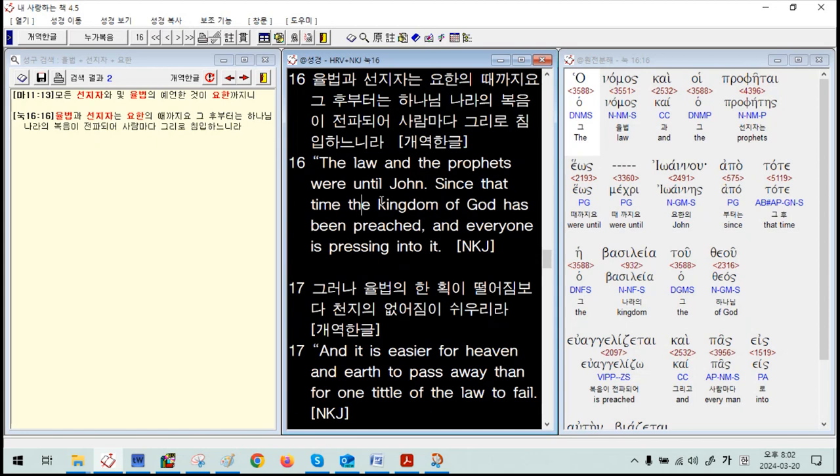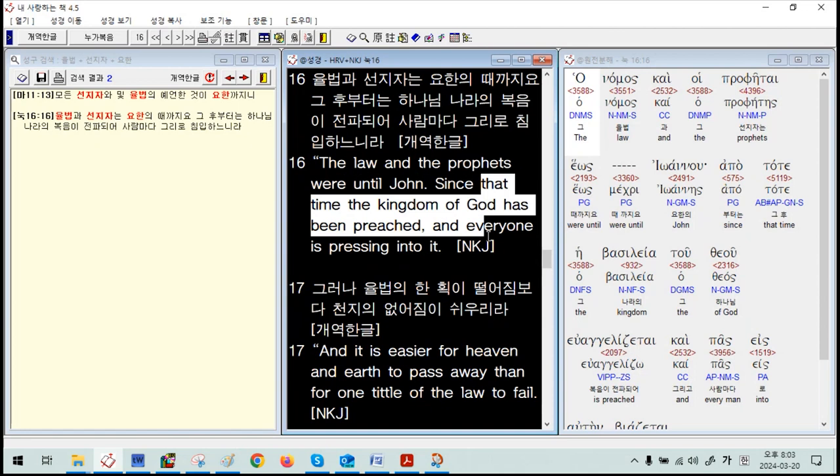Since that time, from the sixth day, the kingdom of God has been preached, and everyone is pressing into it. So this is the grace. Law and the prophets until John. Until the fifth day is the grace. Grace instead of grace, the kingdom of God. It is preached by the Christos Jesus.